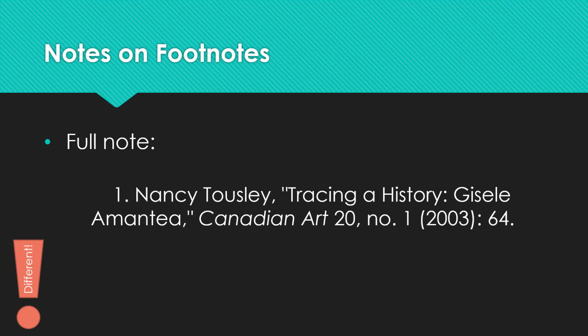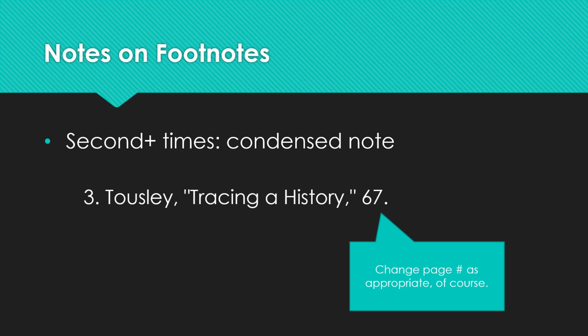And so here is the full note for Nancy Towsley's article appearing in Canadian Art, the 20th volume, the first issue of that volume, the date of the publication, and then there's a page number in the full note. Then the second time that you use her article, it will be condensed, but you will still have the author's last name, a shortened version of the title, and then the page number. Notice the punctuation.